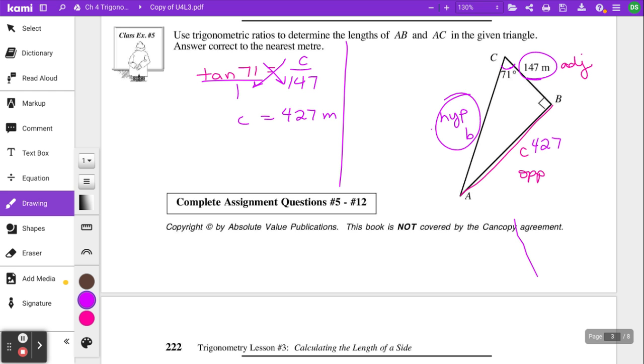Cosine, right? So cosine of what? What do I write down after I write down cosine? The angle, right? Yes. Cosine of 71 equals the adjacent 147 over the hypotenuse, which is B.